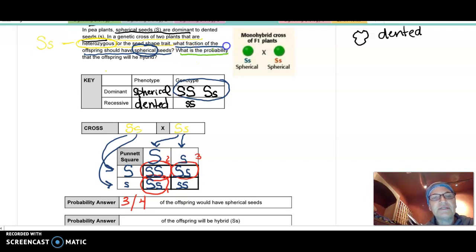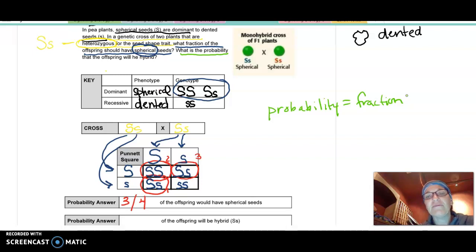What is the probability? So you guys, probability equals fraction. So if you see probability or you see fraction, it's the same thing. It's how many of those four have that particular trait. And so when I go down here and I look, I am going to count what is the probability that the offspring will be hybrid. Well, what's a hybrid? A hybrid is the same thing as a heterozygous. Heterozygous equals hybrid. And so I'm going to go count, well, how many of these four are hybrid?